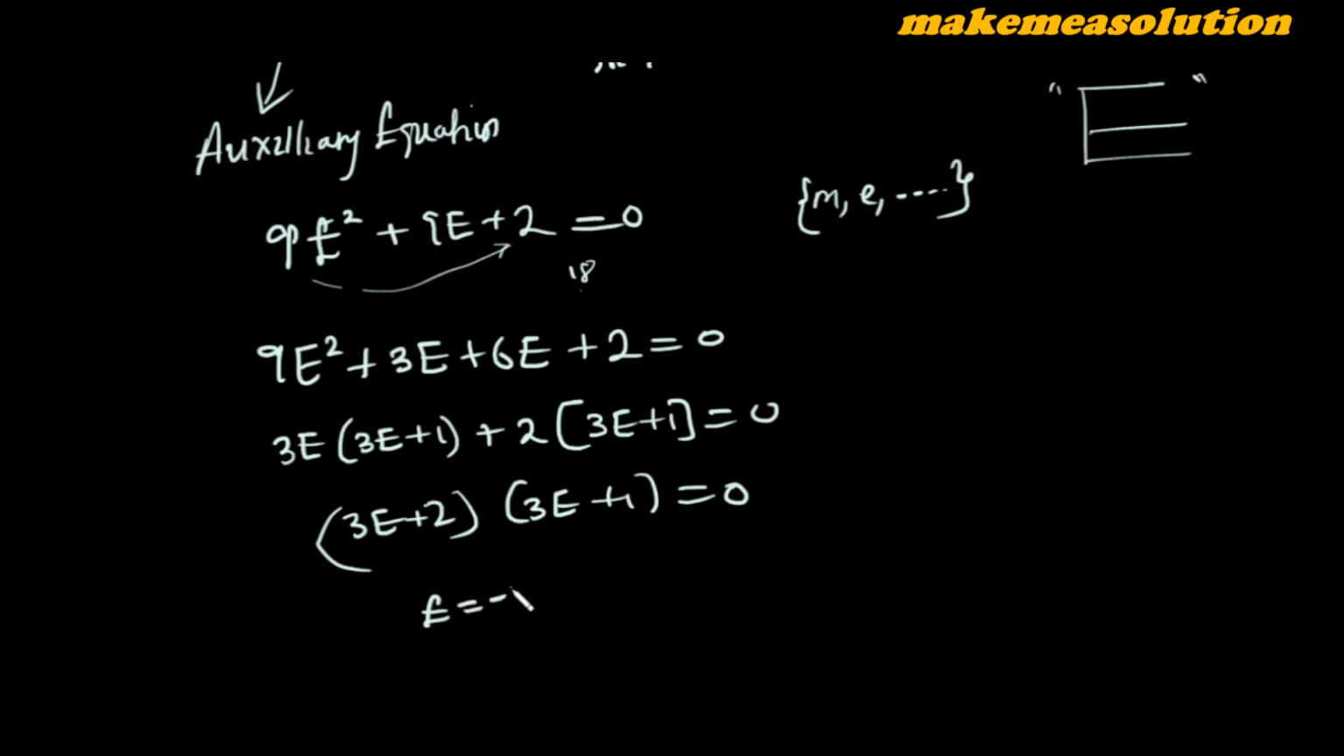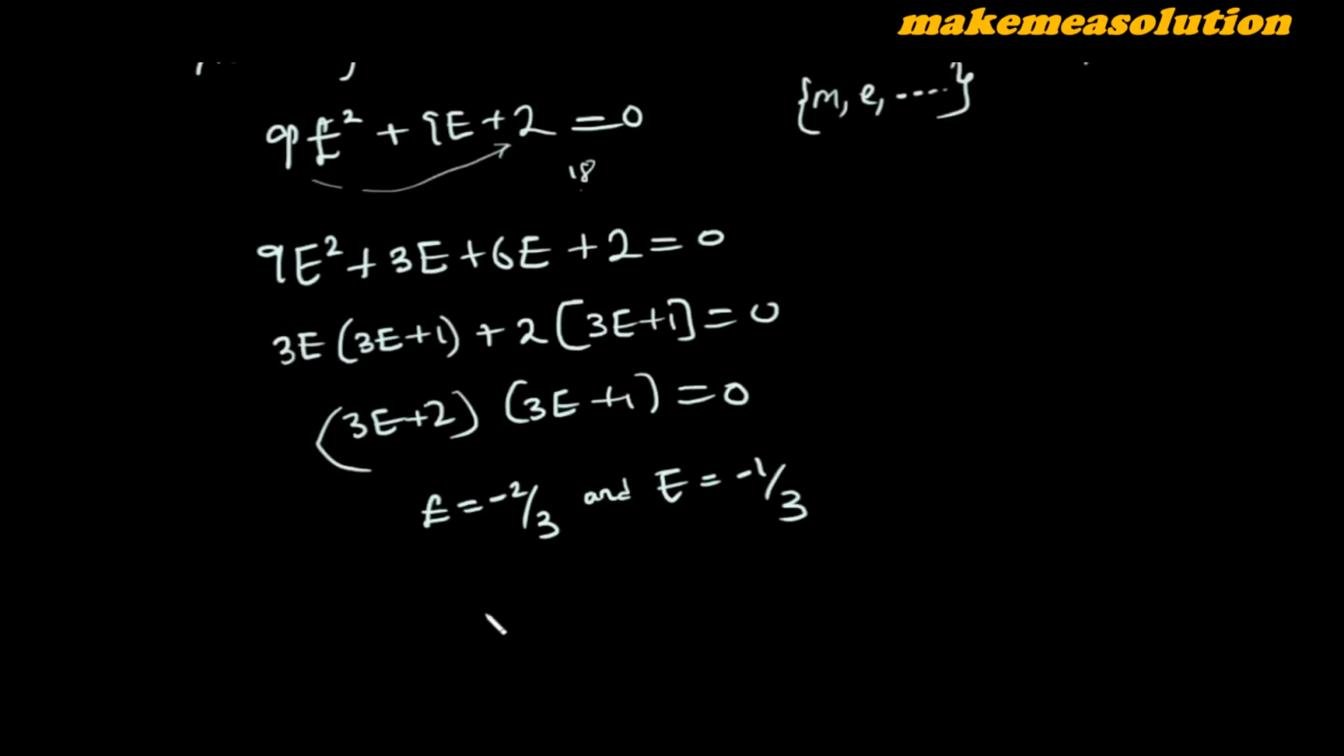So this gives me e is negative 2 over 3, and e is negative 1 over 3. So we've gotten two roots, and these two roots are real and distinct.